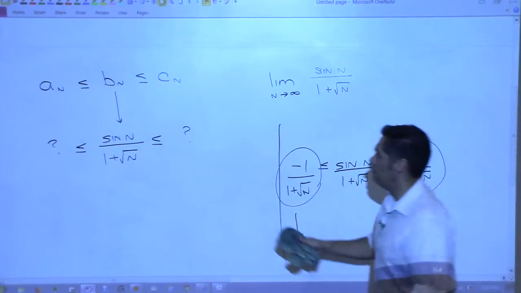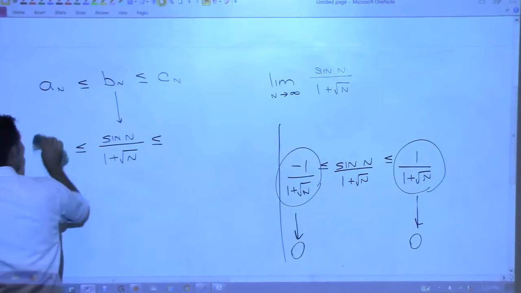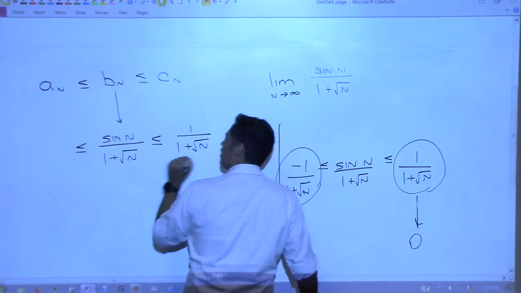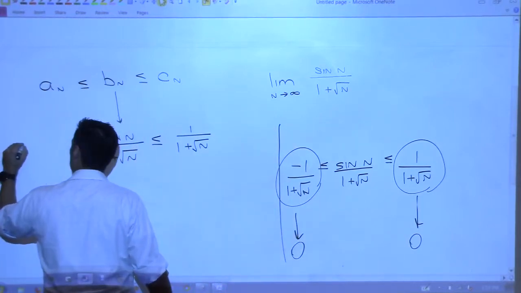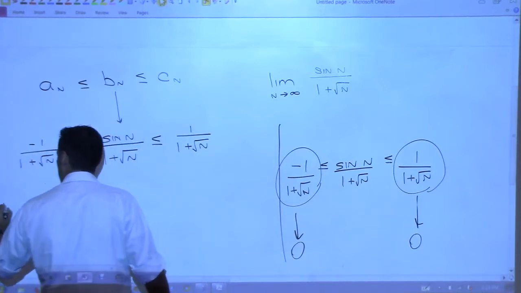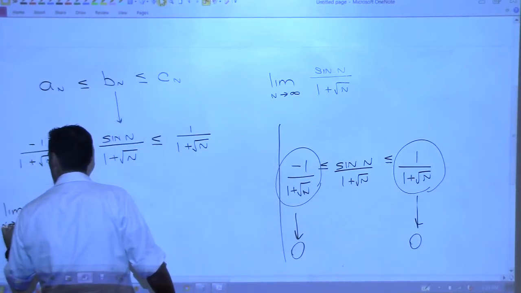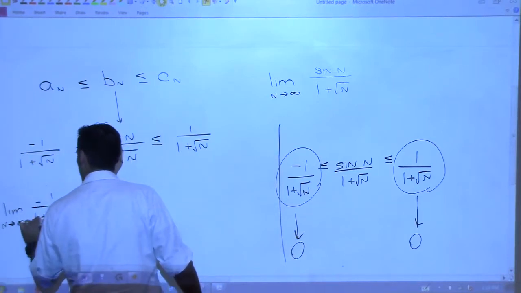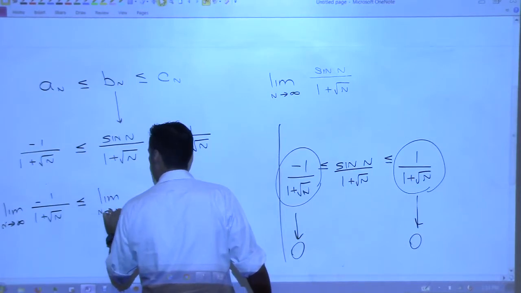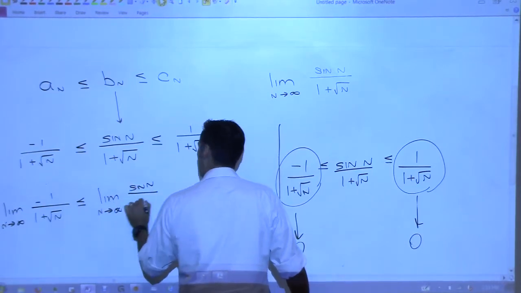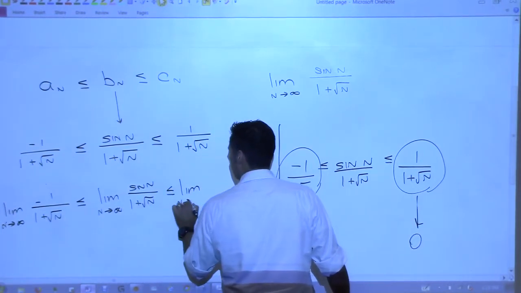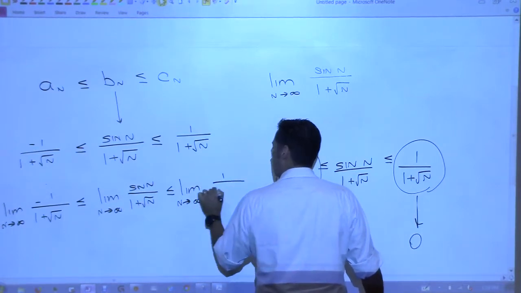Okay, so I'm going to write this down. Now that I've done all that scratch work on the side, I'm going to say, okay, negative 1 over 1 plus square root of n is less than or equal to sine n over 1 plus root n. Now what I'm going to do is take the limit as n goes to infinity of negative 1 over 1 plus root n. That must be less than or equal to the limit as n goes to infinity of sine n over 1 plus root n. And that must be less than or equal to the limit as n goes to infinity of 1 over 1 plus root n.